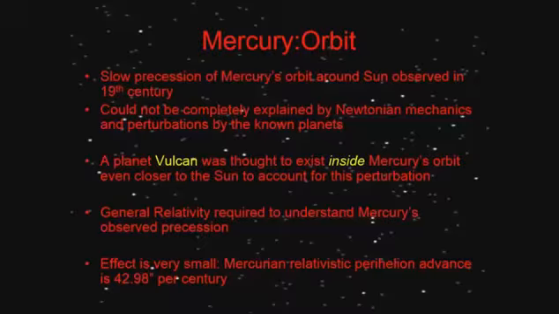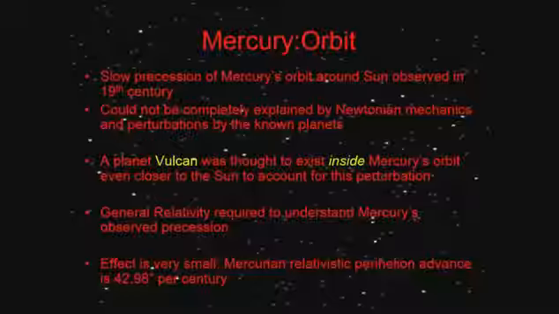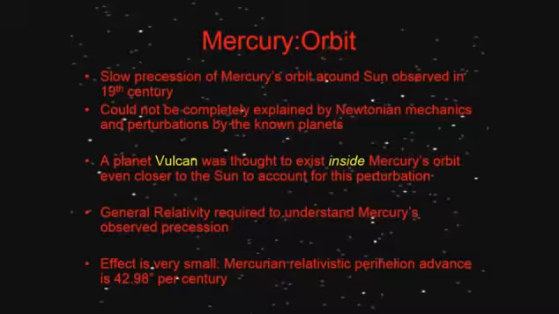So when they were making observations in the 1700s and 1800s, Newtonian mechanics did not work, and because they couldn't explain the orbit of Mercury, they actually invented a planet called Vulcan that was thought to exist inside the orbit of Mercury, even closer to the Sun. If you put this planet inside Mercury's orbit, it would actually account for the weird perturbations of the orbit. So now we know that general relativity is required to understand Mercury's orbital precession.